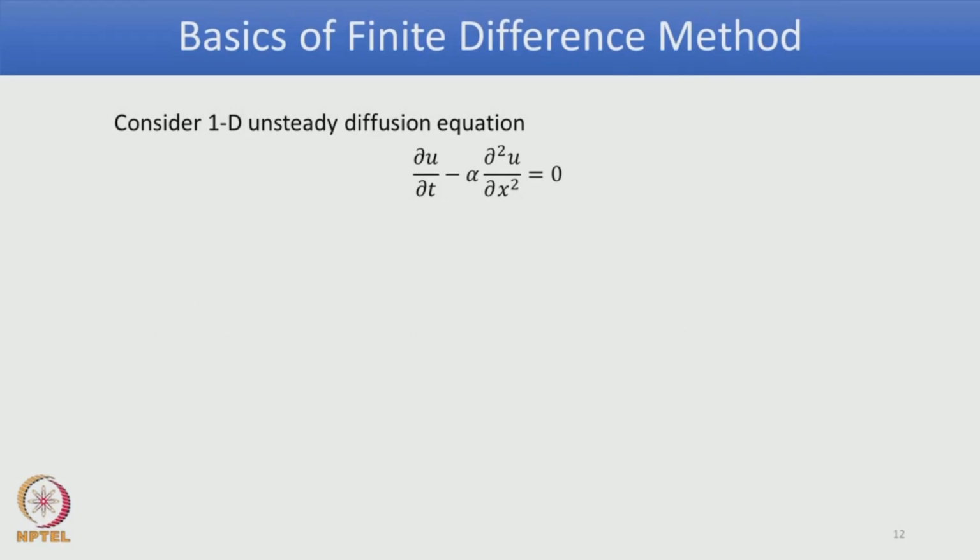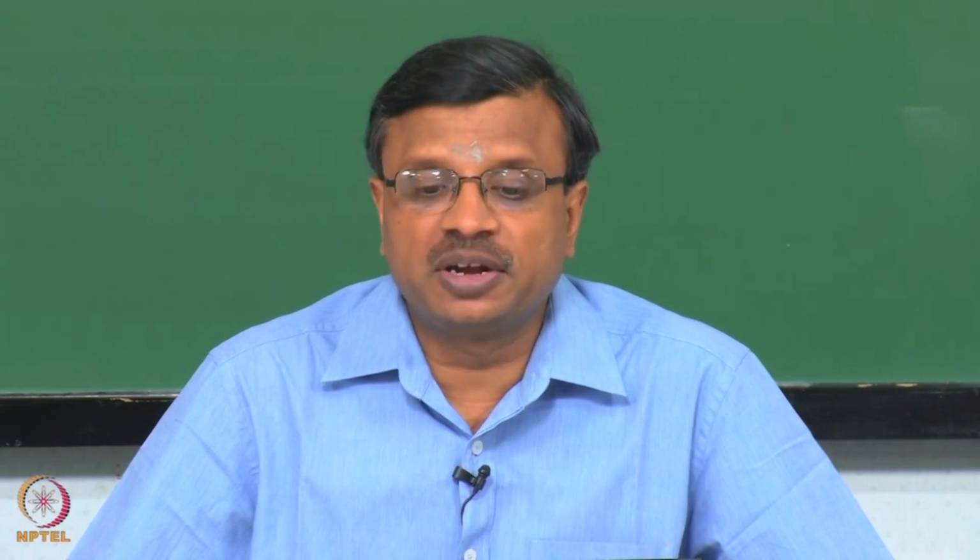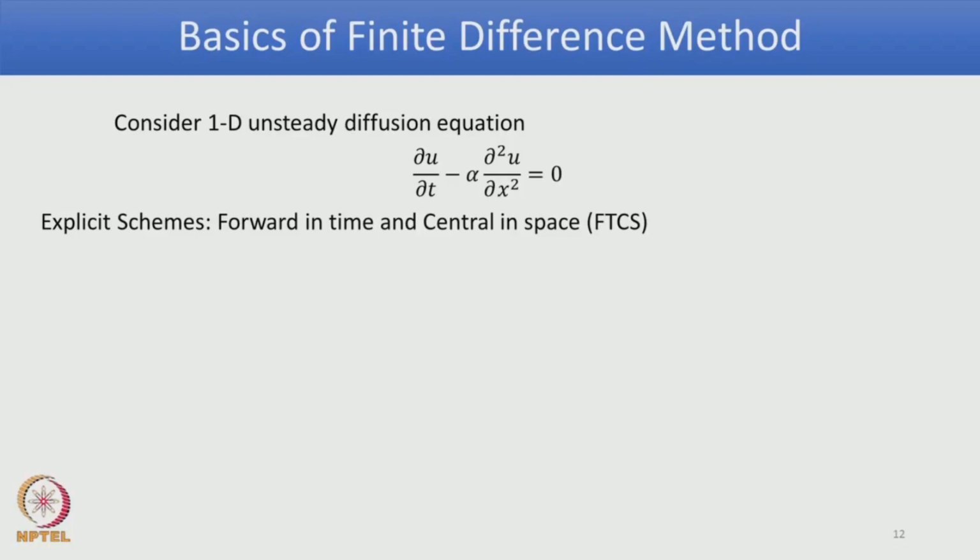For example, take the unsteady diffusion equation in one dimension, shown here as dou u by dou t minus alpha dou square u by dou x squared. This is a very generic equation. In this case, we have taken the variable as u for velocity; it can be temperature also. Now, let us see how to write an explicit formulation. So, we put forward in time and central in space.